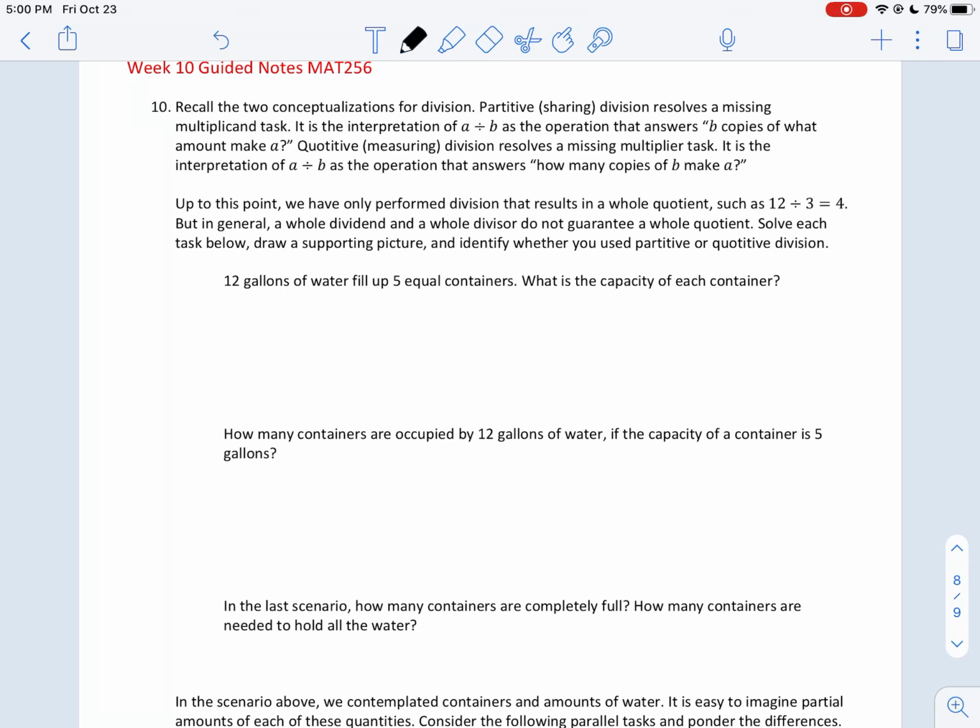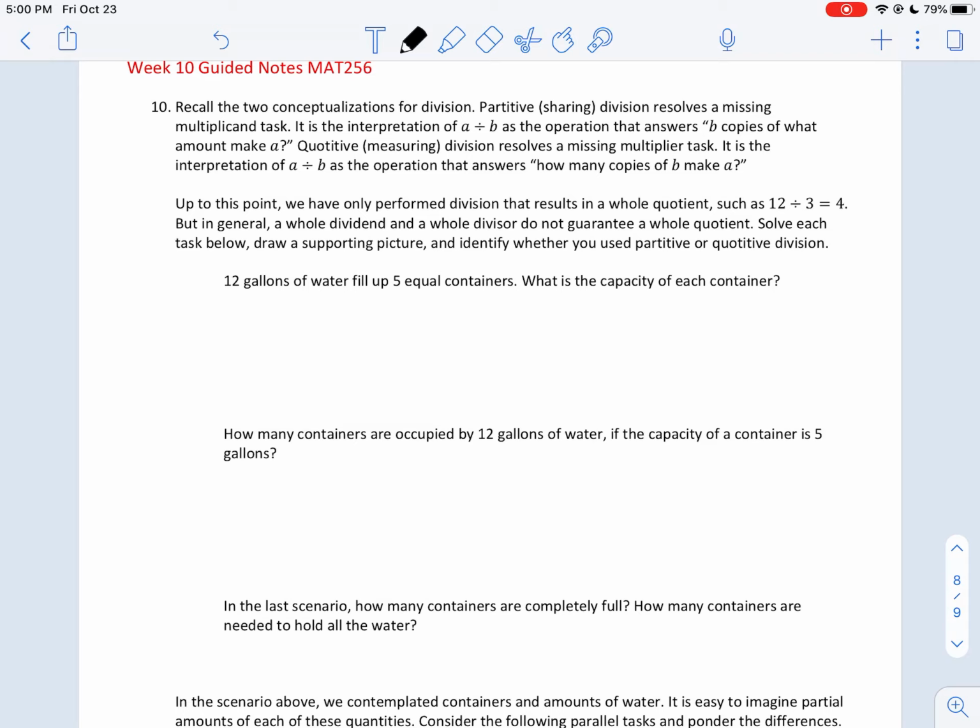Okay, now we're going to do a little bit of a reminding of division. Recall the two conceptualizations for division. Partitive or sharing division resolves a missing multiplicand task. It is the interpretation of A divided by B as the operation that answers B copies of what amount make A. Quotitive or measuring division resolves a missing multiplier task. It is the interpretation of A divided by B as the operation that answers how many copies of B make A.